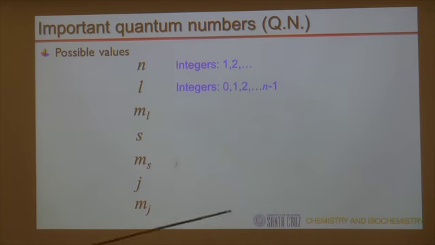How about ML? Integers including 0, and then plus or minus 1, plus or minus 2, until plus or minus L. So it's actually a symmetric distribution, right? You put the 0 in the middle. So 0, negative 1, positive 1, negative 2, positive 2, until negative L, positive L.